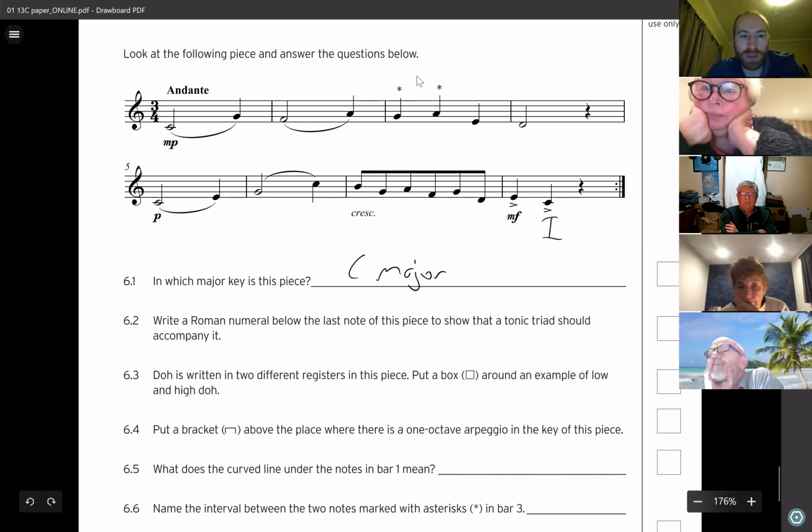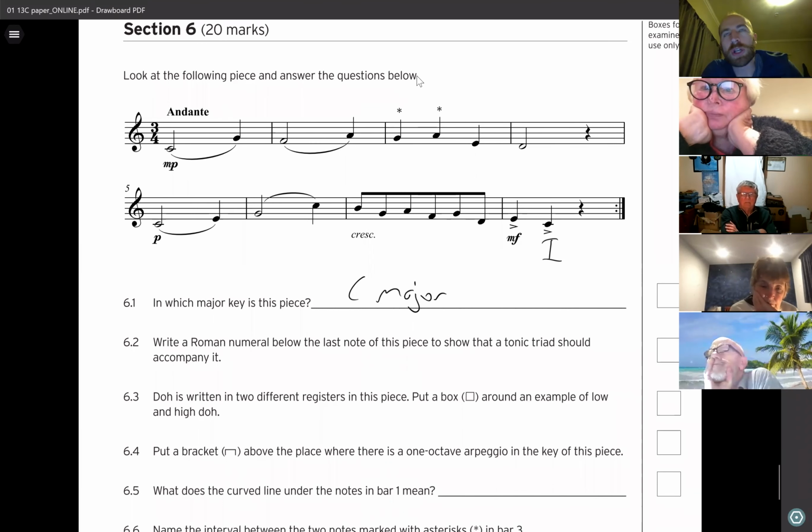Okay. Now, do we know what do is? Yes. Do was C, in this case. Do is another word for the tonic, right? Do, re, mi, fa, sol, la, ti, do. It's just solfege, right? So, everyone knows the solfege scale? Do, re, mi, fa, sol, la, ti, do. So do is 1, right?